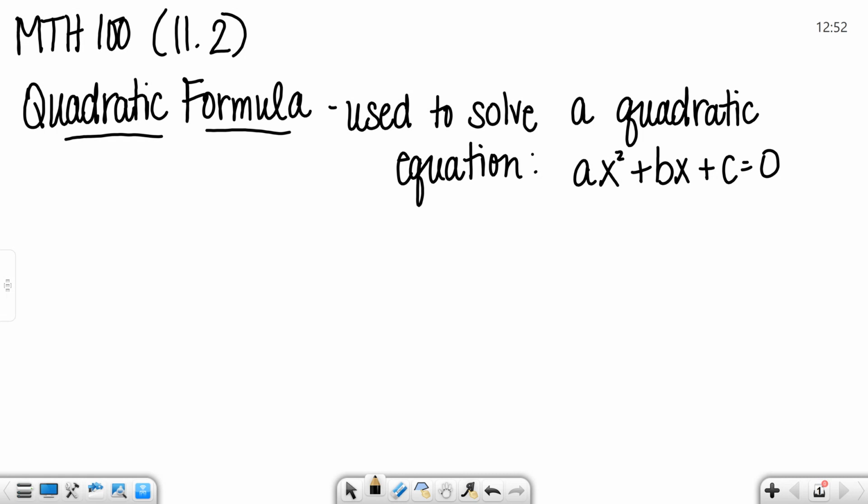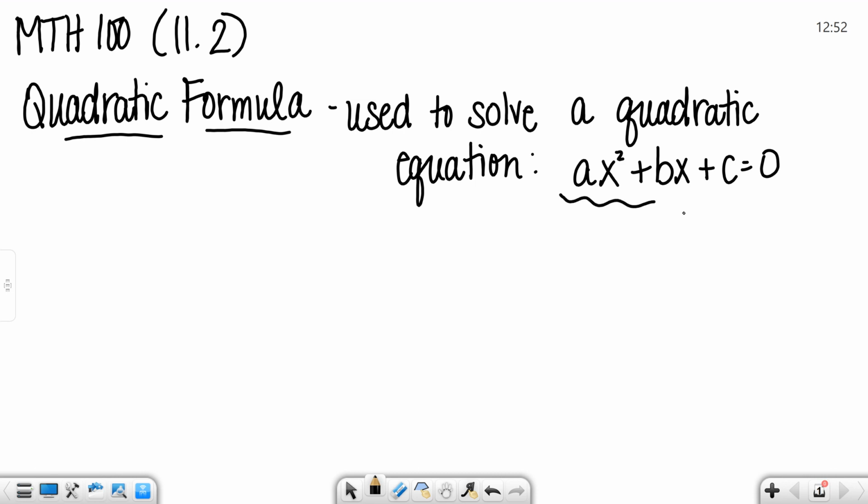Math 100, Lesson 11-2, the quadratic formula. So in Lesson 1, we talked about the square root property, and then we did the distance and midpoint formulas. Now we're going to do the quadratic formula, and what it's used for is to solve a quadratic equation.